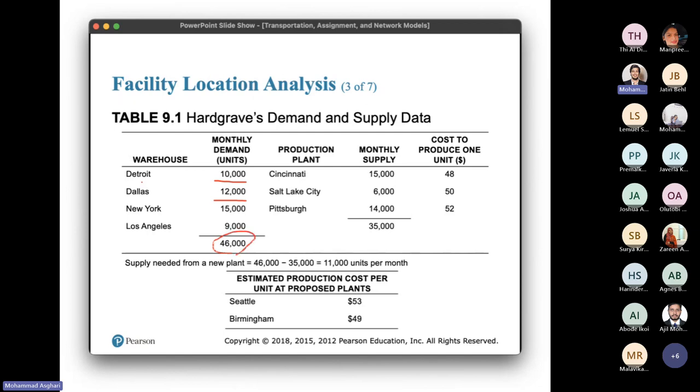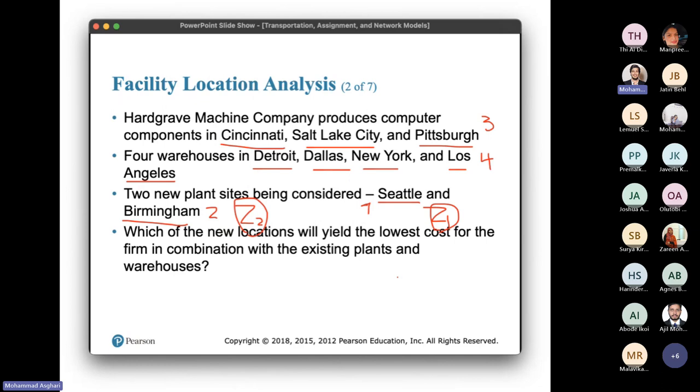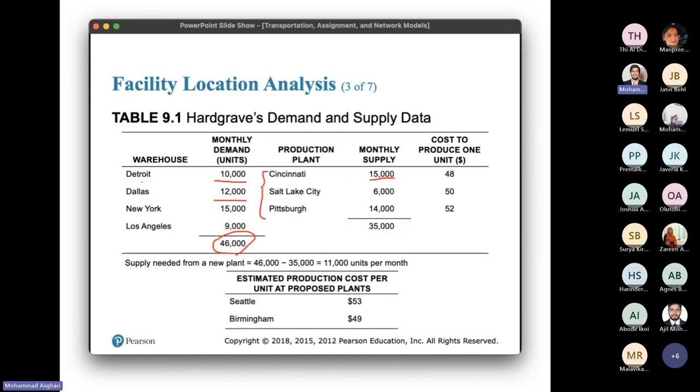Total demand for products is about 46,000. And in this column, you can see the supply capacity of all sources. We have three different sources here. And each one has its own capacity. And if you get a summation of them, you can reach this number. As you can see, we have demands at destinations of about 46,000, but our sources cannot supply all of them. And the supply is less than this amount.